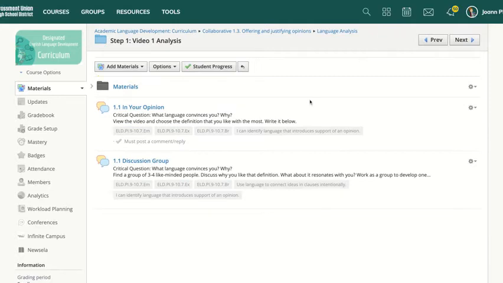You can also see that even though this is one assignment, it has 2 components to it, 2 different types of discussion. Since this is something that if it were done in person would be more like a think, pair, share.